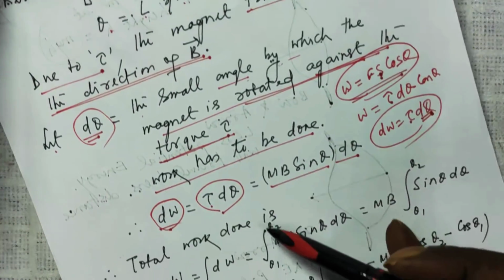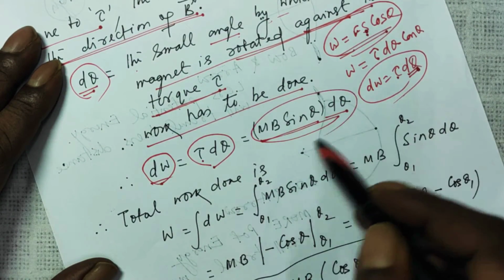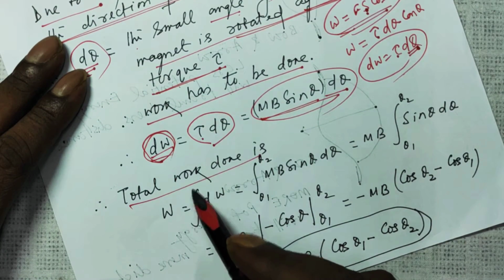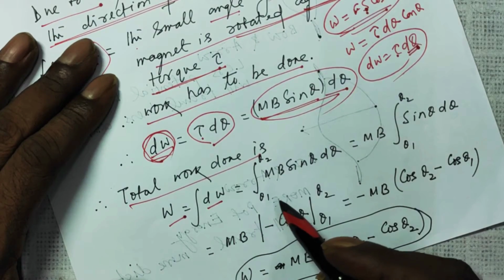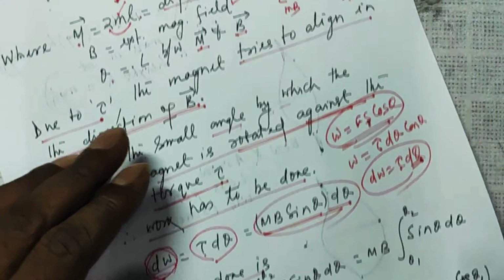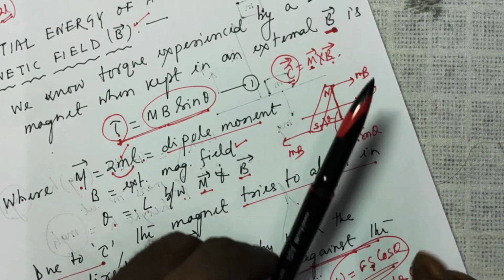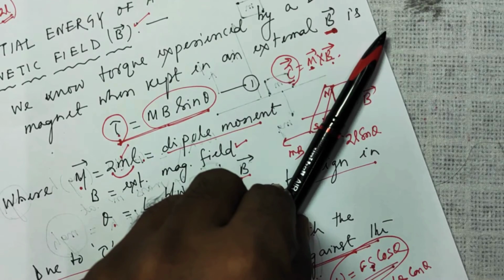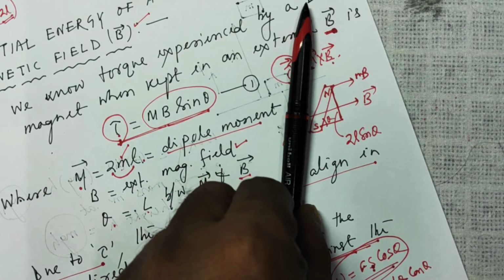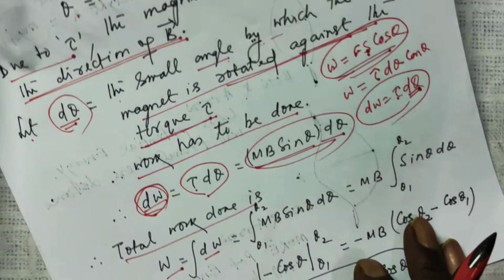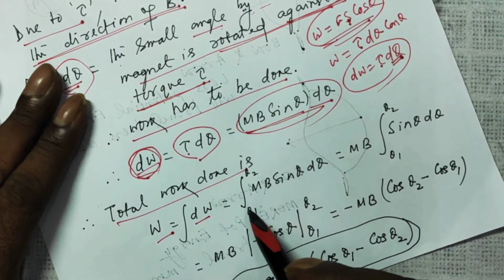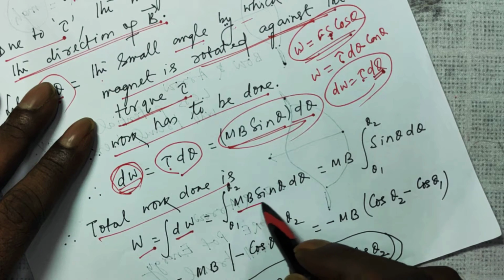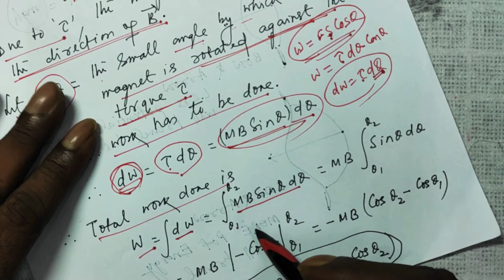Then this is the amount of work done. So the total work done will be integration of dW. Suppose you are rotating this magnet from this position to this position, from position theta 1 to position theta 2. So the total work done when it is rotated from theta 1 to theta 2 will be integration of dW within the limit from theta 1 to theta 2.